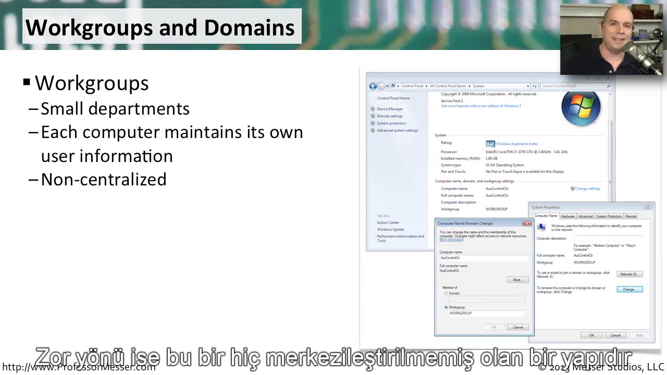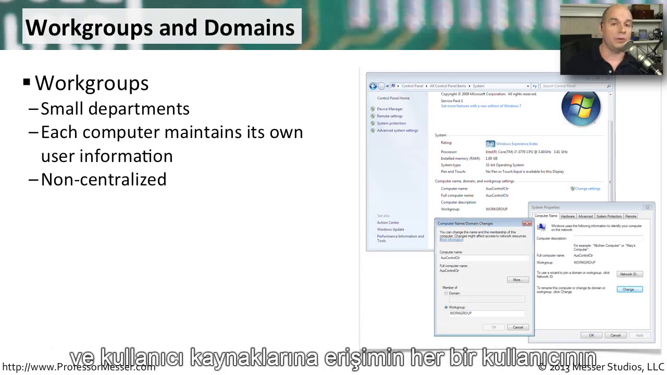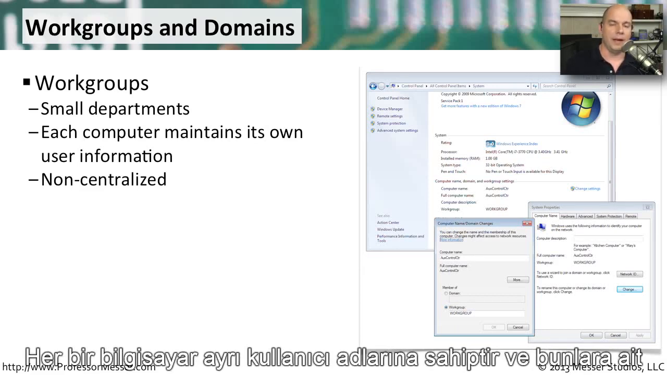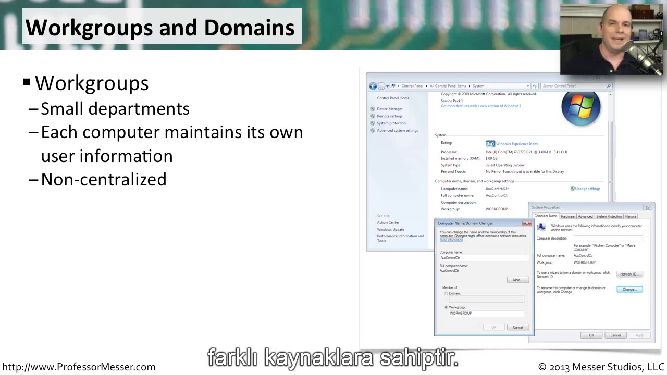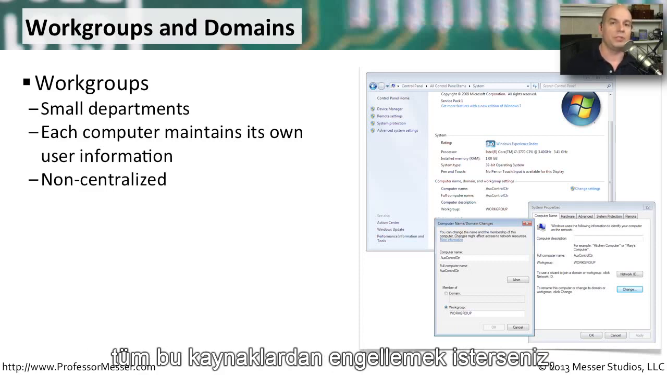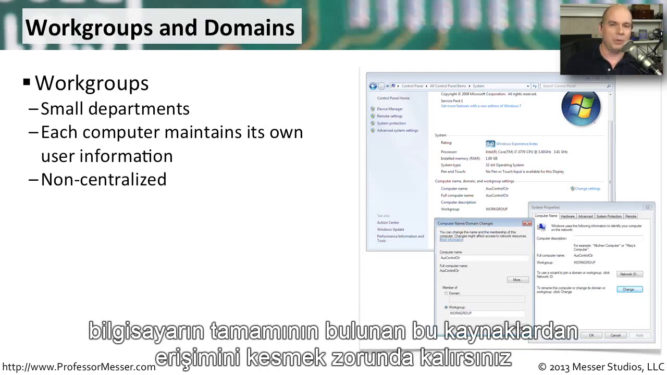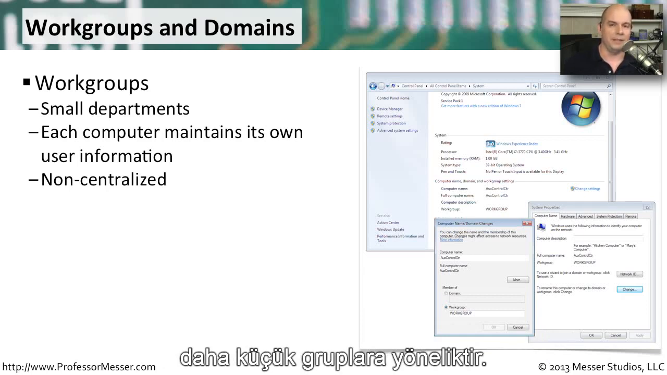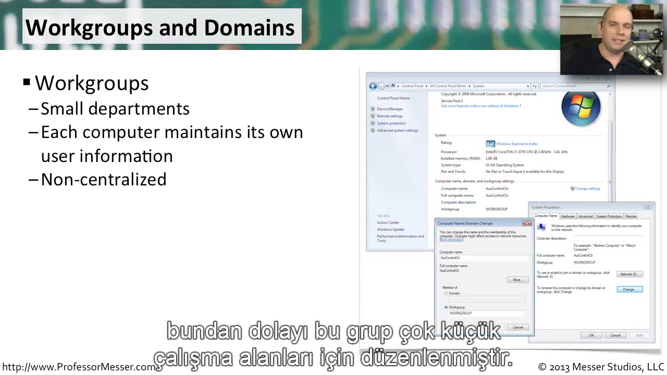The challenge is that this is a completely non-centralized method of organizing people's user access to resources, their usernames and passwords. Every single computer has its own separate list of users and its own separate list of passwords for those users. Nothing is centralized. If you wanted to remove someone's access from all of these resources, you would have to go to everybody's computer where those resources happen to reside. So because of that, we don't tend to see workgroups in smaller to large types of environments. This is really for a single group of people in a very, very small workplace.